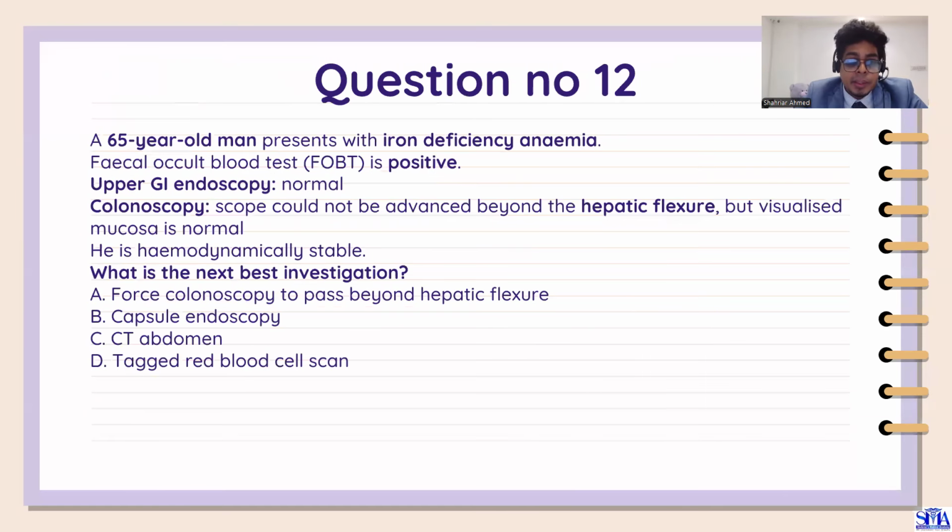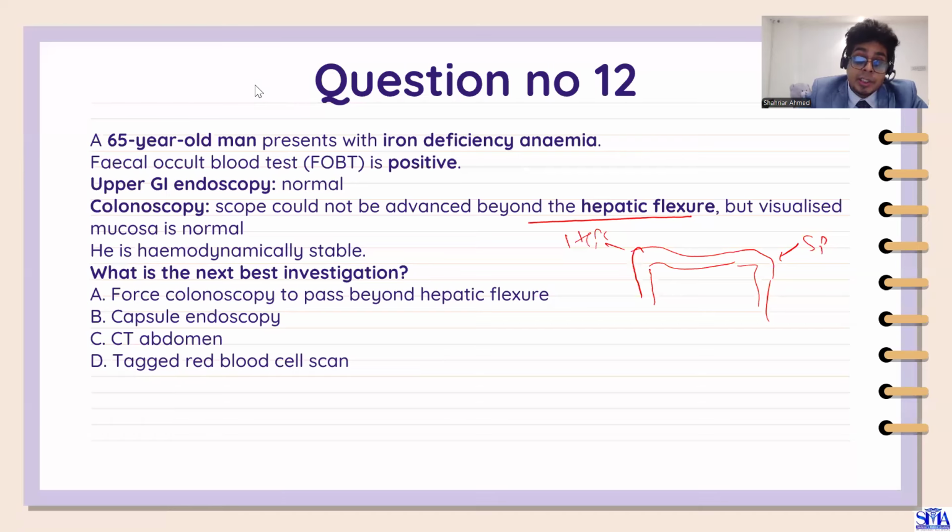Great. Next one. So a 65-year-old with iron deficiency anemia, FOBT positive, very important, upper GIT endoscopy is normal, and colonoscopy could not be advanced beyond the hepatic flexure. You know, in our intestine there are two flexures, one is the splenic flexure, one is the hepatic flexure. So far, whatever is visualized, the mucosa is normal and stable. What is the next best step in the investigation? This type of question is so common in MC.